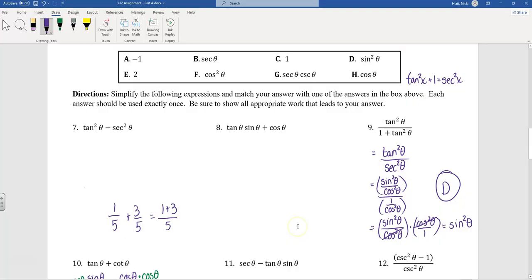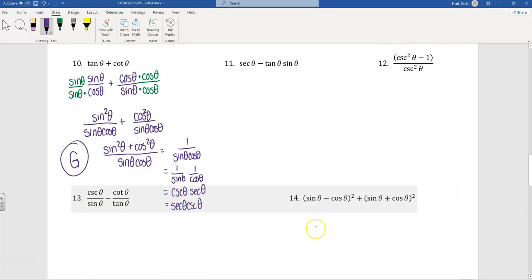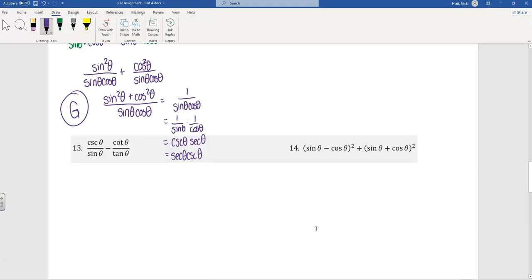Let's do 14. For 14, you've got to do something that we haven't really run into yet. I've got sine theta plus cosine theta squared. Can I just change that to 1? I could not. It has to be sine squared theta plus cosine squared theta, which is not what I've got here. So I've got to think about this.